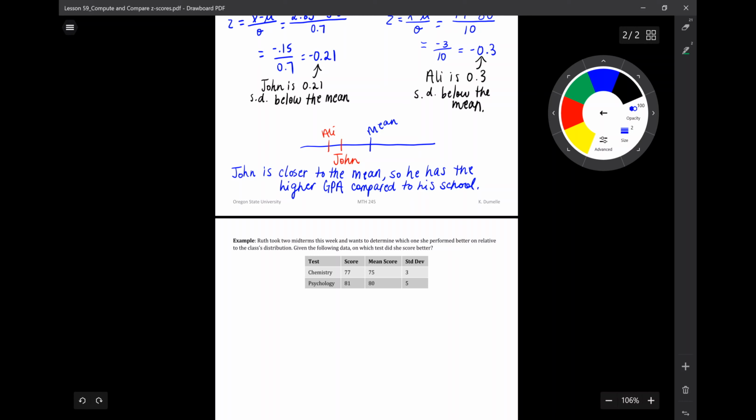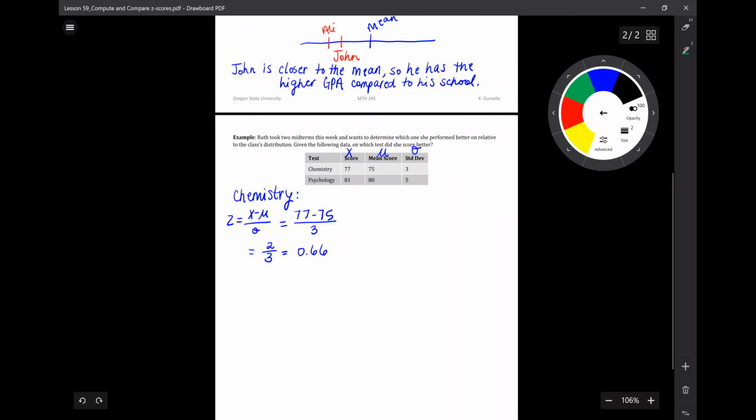So let's compare our two z-scores here. We have chemistry. Remember, our score that we care about is our x value. The mean is mu, and the standard deviation is sigma. So for chemistry, her z-score is equal to x minus mu divided by sigma. This is 77 minus 75 divided by 3, or 2 divided by 3, which is 0.66. This tells me that she is 0.66 standard deviations above the mean.